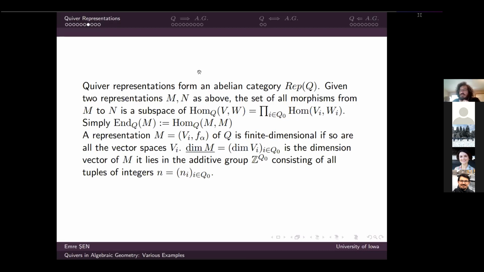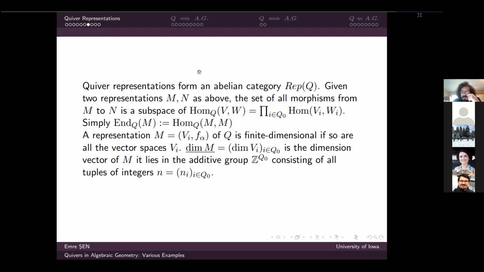And one nice thing, if we have, let's say, 3 representations, let's say they form an exact sequence, right? M goes into N, maps onto, let's say, P. Let's say this is an exact sequence, then this dimension vector is additive. So we can add them, right?